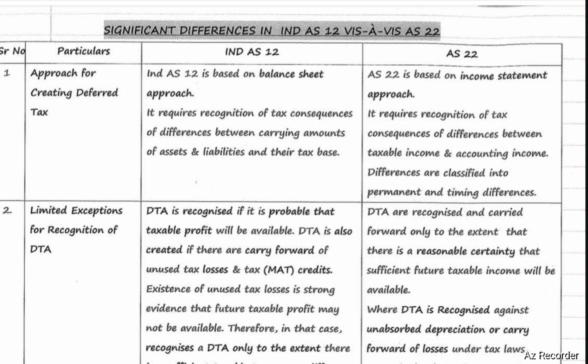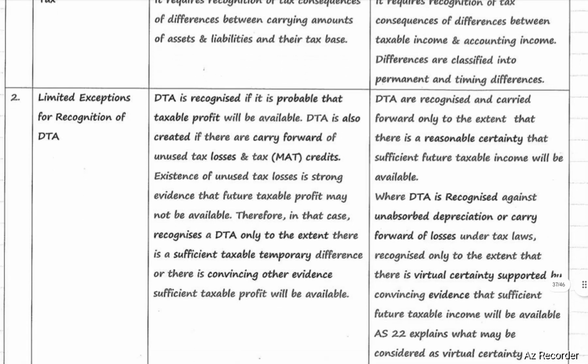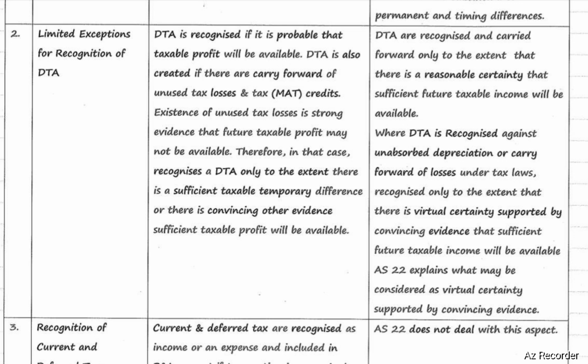Second one is regarding limited exceptions for recognition of DTA. DTA is recognized if it is probable that taxable profit will be available. DTA is also created if there are carry forward of unused tax losses and tax credits, that is MAT credits. Existence of unused tax losses is strong evidence that future taxable profit may not be available. Therefore, in that case, recognize a DTA only to the extent there is a sufficient taxable temporary difference or there is convincing other evidence sufficient taxable profit will be available.